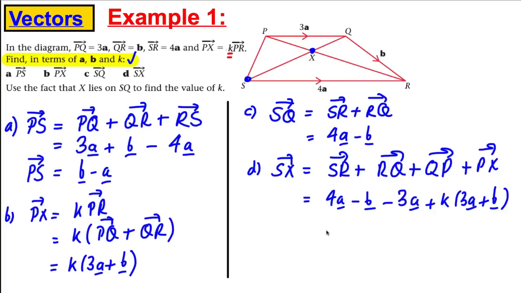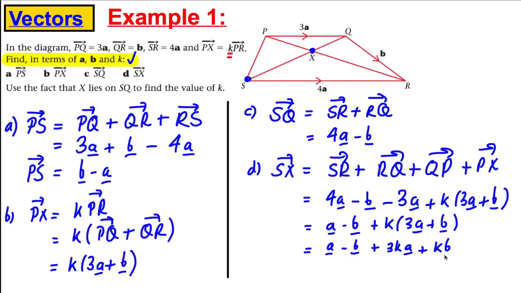Okay, now let's just tidy it up a little bit. That, take away that, would be a subtract b plus k(3a + b). It's fine as it is at the moment, but you should tidy it up in terms of how many a's you've got. Let's expand this out to start with. You've got a subtract b, and then plus 3k lots of a plus k lots of b.